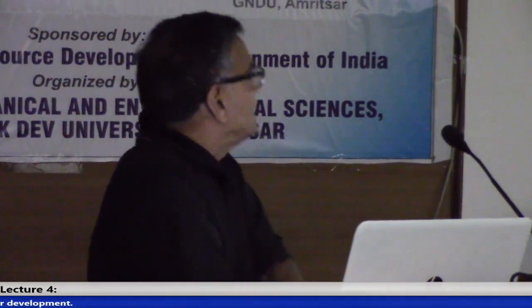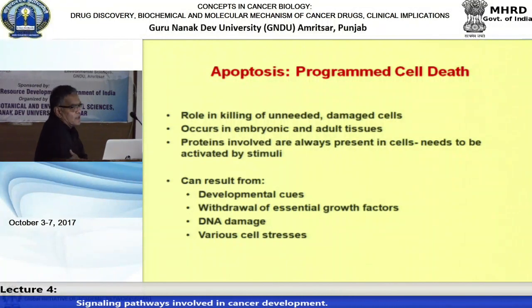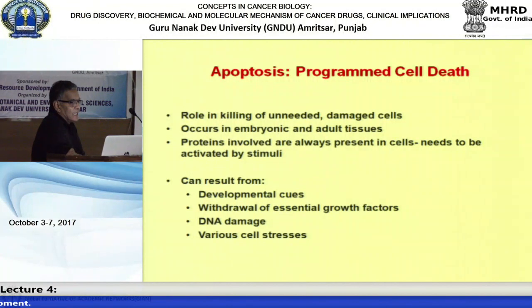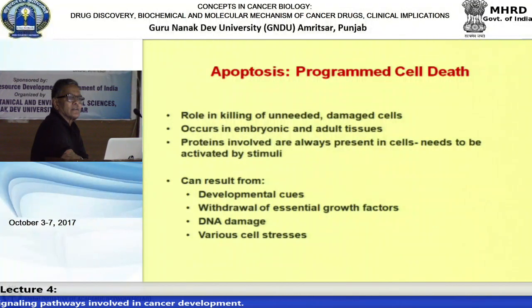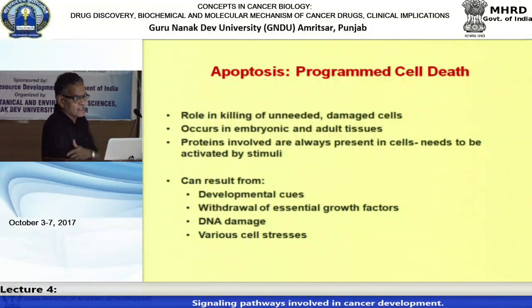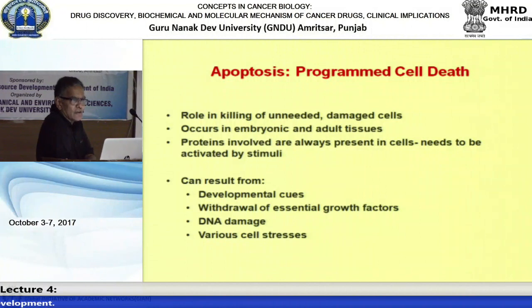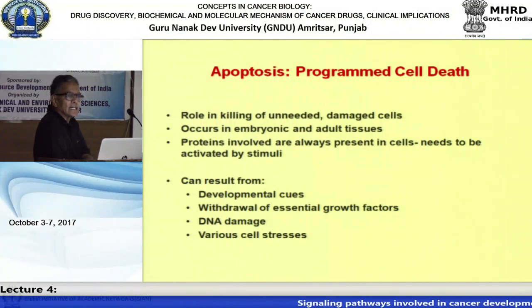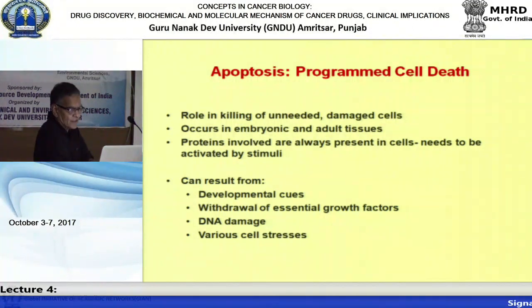So apoptosis can occur in a number of different ways. You can remove the growth factors. This is very simple. You can have stress factors. You can have something like dieting that somehow reduces normal cell growth or causes suppression. That's all going to cause programmed cell death. This occurs in embryonic and adult cells, and the proteins involved are always present in the cell and need to be activated. That's obvious, because you're going to see apoptosis where you show the inactivation. You remove the factor that activates the cell, and you have the suppression, right?